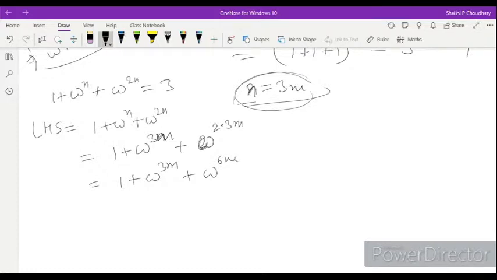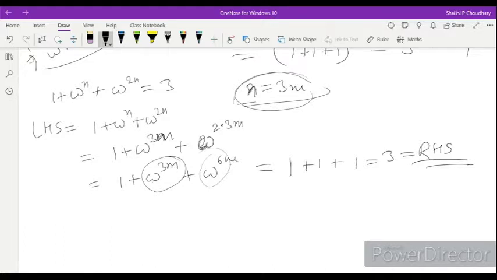Any multiple of 3 in the power will give 1. So this is 1, and this is a multiple of 3 in the power, so ω³ is equal to 1, and 1 to the power m is 1, so plus 1. Again ω³ is equal to 1 and 1 to the power 2m is 1, so it will be equal to 3, that is equal to the RHS. Hence proved.